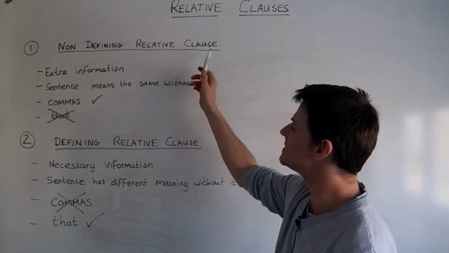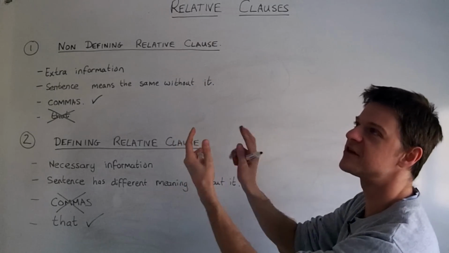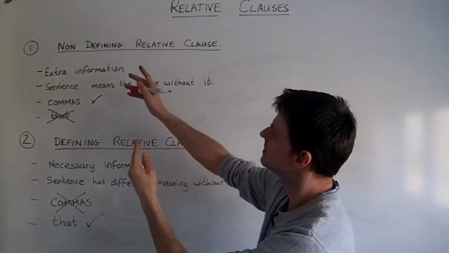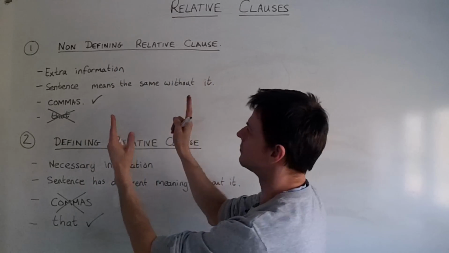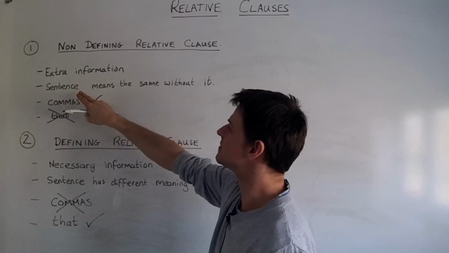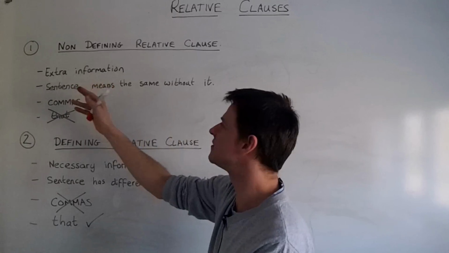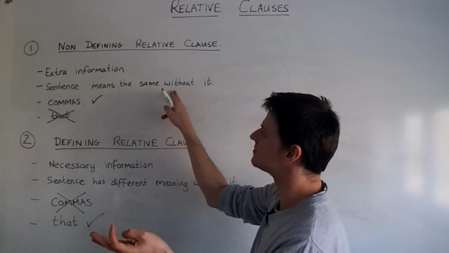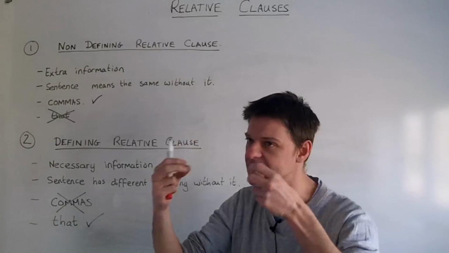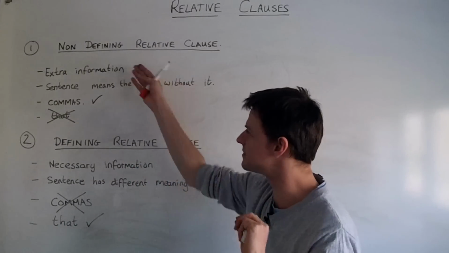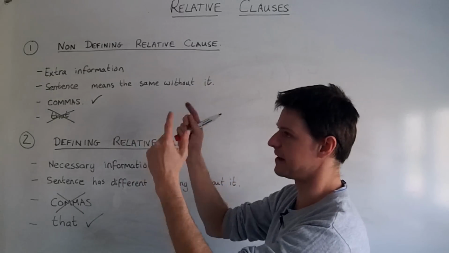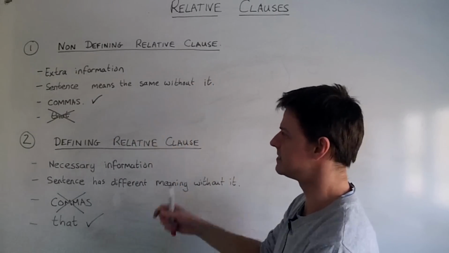A non-defining relative clause, remember, a clause is just a piece of a sentence, a small piece of a sentence which makes sense. A non-defining relative clause gives extra information. This means that information is unnecessary. The sentence means the same without the information. The information just gives something extra, but the sentence remains the same without the information. Commas show the extra information. They go at the start and at the end.